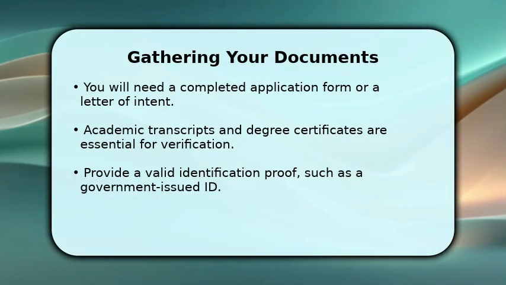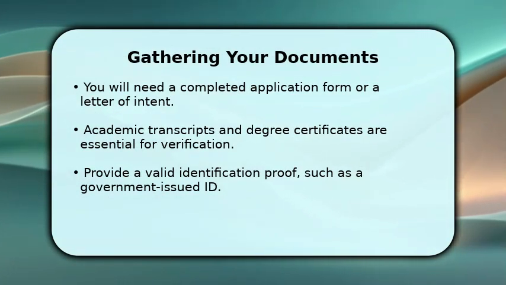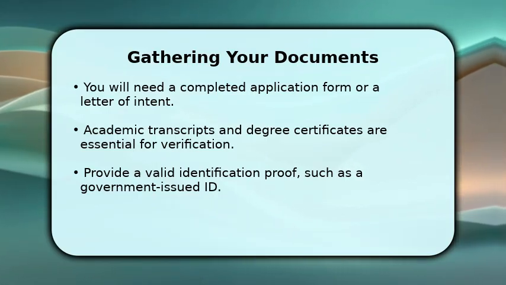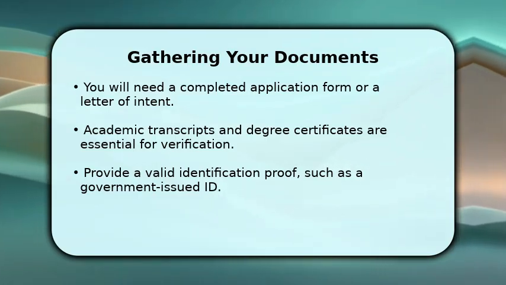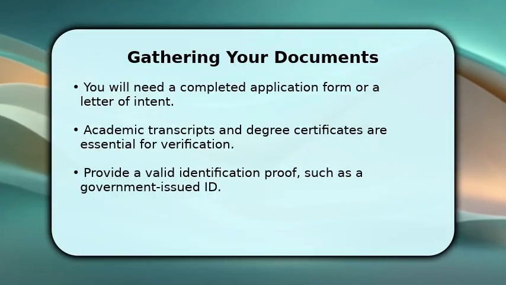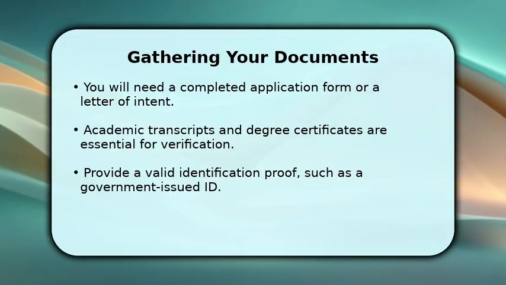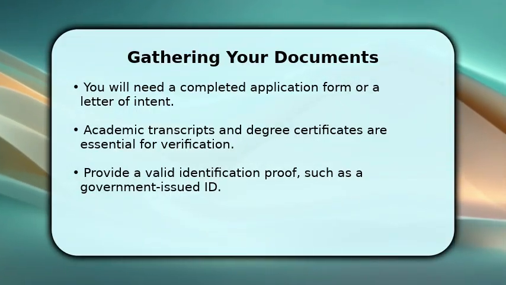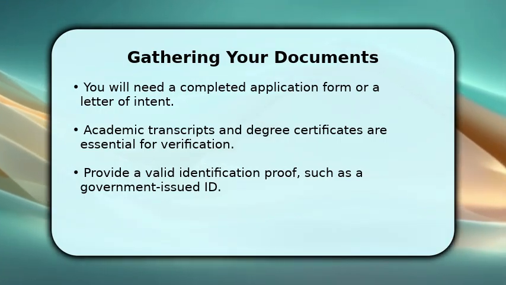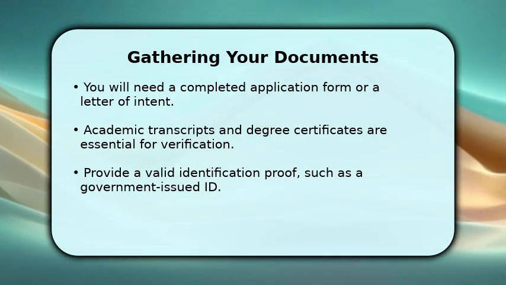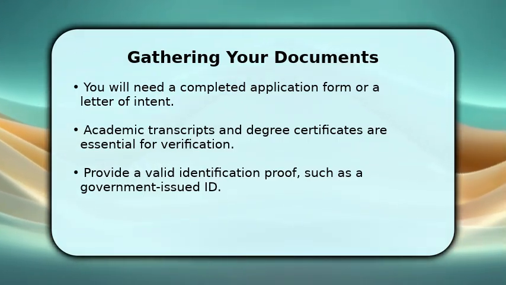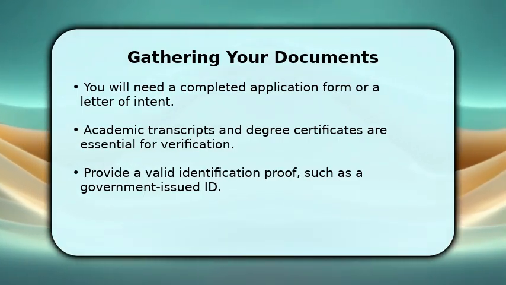To begin the process, you'll need to gather several key documents. First, prepare a formal application form or a letter of intent addressed to your institution. Next, ensure you have all your academic transcripts and degree certificates readily available, as these are crucial for verifying your educational background. Don't forget to include a clear copy of your identification proof and a document confirming your current address. Having these ready will significantly speed up your application.